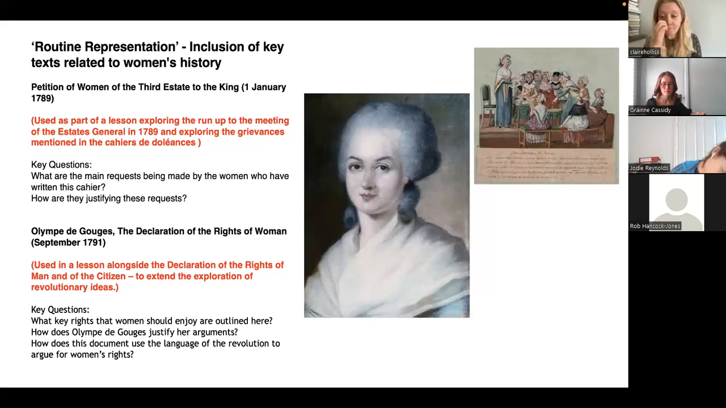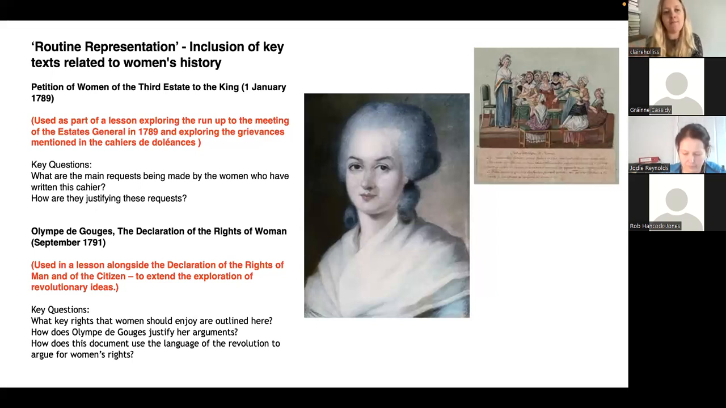Likewise, later on, when I was teaching about the establishment of the Constitution in France and the Declaration of the Rights of Man, I also put in a document put together by Olympe de Gouges, the Declaration of the Rights of Women. And again, this just added a different perspective. It illuminated to students both the fact that Olympe de Gouges is using similar Enlightenment ideas to the ones in the official documents, showing how far these ideas have spread through society, but also how people were receiving the Constitution and how they were responding to it.